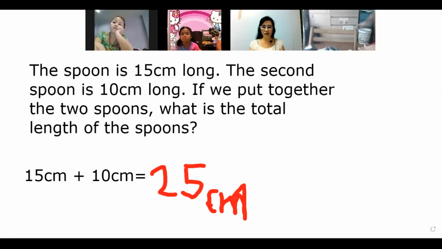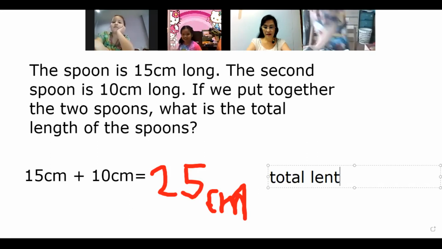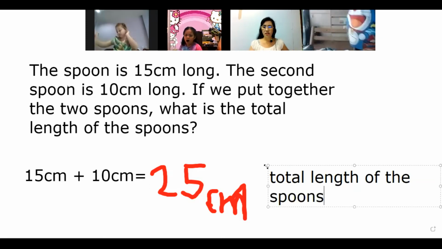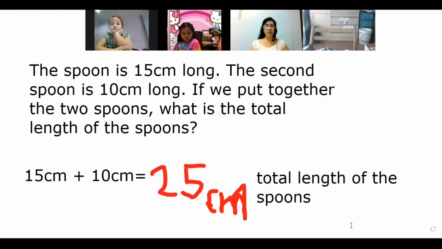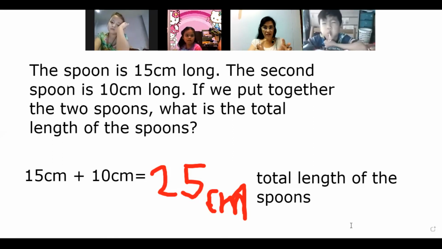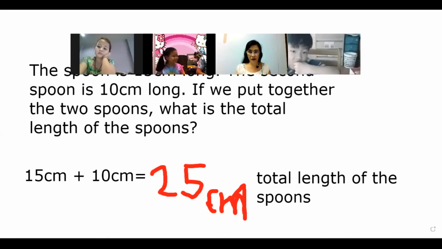So what is this 25 centimeters? Then you write total length of the spoons. Okay, so you put it here. So 25 centimeters, total length of the spoons. When you answer, you also answer what was being asked. So aside from the number, what was it? So you have there total length of the spoons. It is here in the problem. So what is the total length of the spoons? You have 25 centimeters.